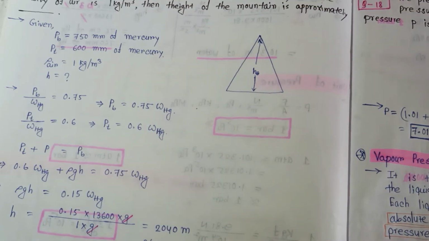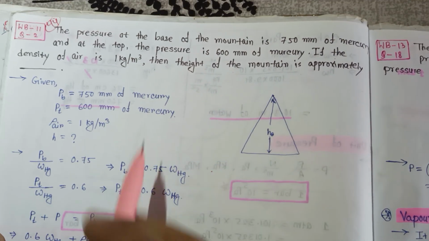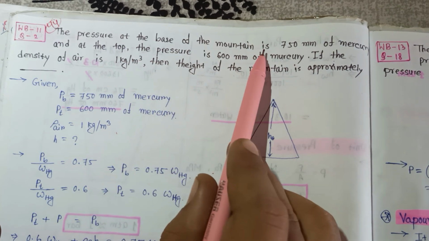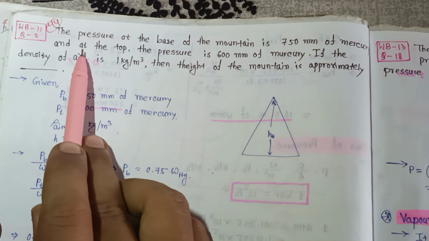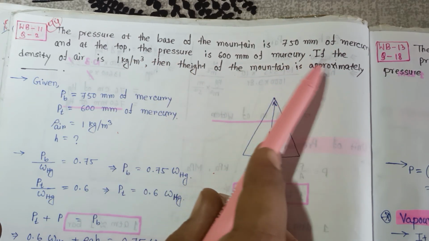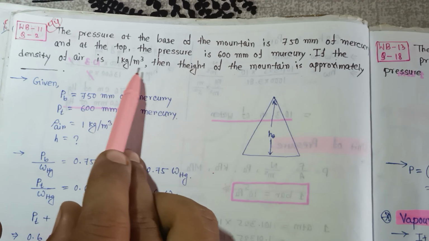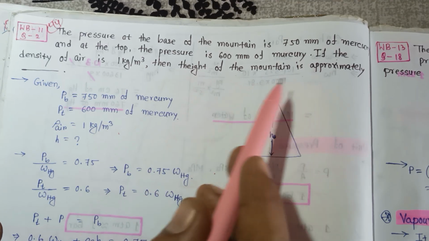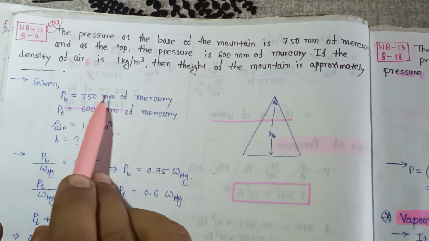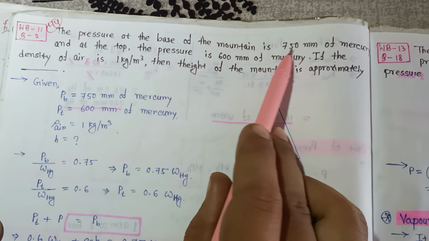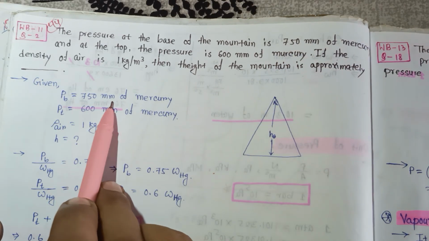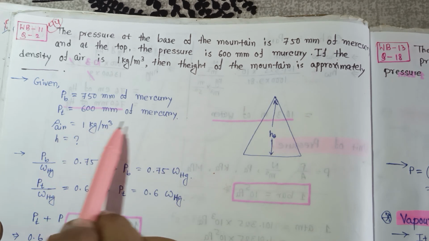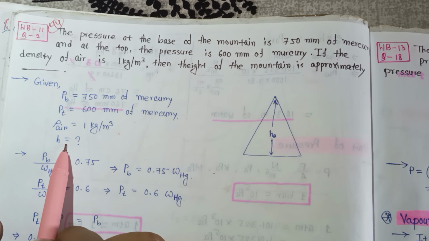Let's try to understand one question that is very, very important. The pressure at the base of the mountain is 750 mm of mercury, and at the top the pressure is 600 mm of mercury. If the density of air is 1 kg per meter cube, then the height of the mountain is approximately what? So you have to calculate the height of the mountain. What is given in this question? PB, the mountain bottom pressure, is 750 mm of mercury, the mountain top pressure is 600 mm of mercury, and the density of air is given.